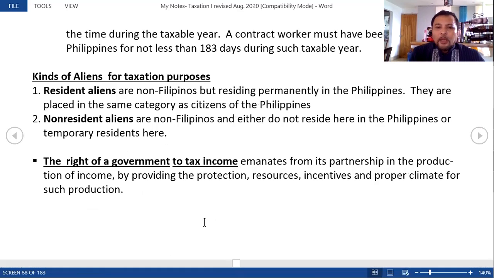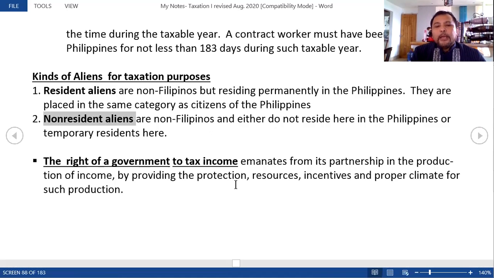Okay. On the other hand, aliens, there are two types. Resident aliens: these are non-Filipinos but residing permanently here in the Philippines. They are placed in the same category as citizens of the Philippines. Then there is the non-resident alien. He's non-Filipino and either does not reside here in the Philippines or has temporary residence here. So he's not a resident.